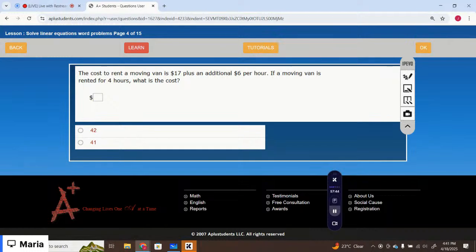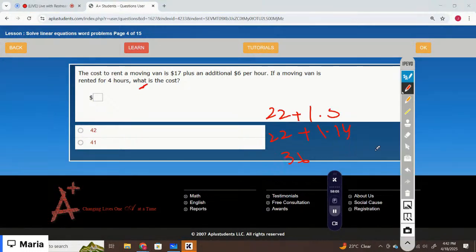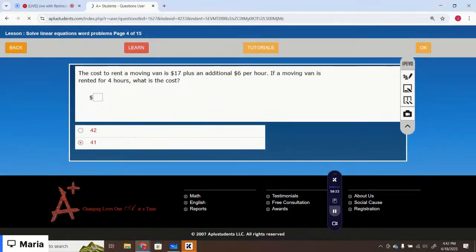The cost to rent a moving van is $17 plus an additional $6 per hour. If a moving van is rented for 4 hours, what is the cost? So $17 plus $6 per hour. If the van is rented for 4 hours, 17 plus 6 times 4, that is 17 plus 24. So that is $41. Option number 2 is the correct option. Okay, you can complete the lesson by yourself today.